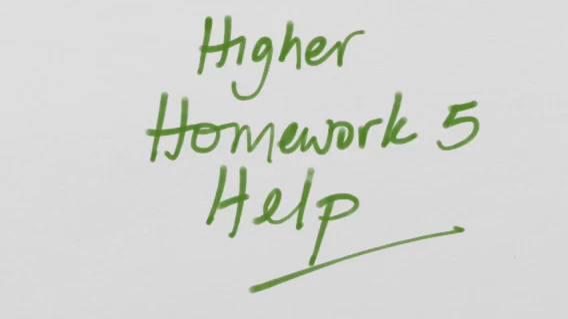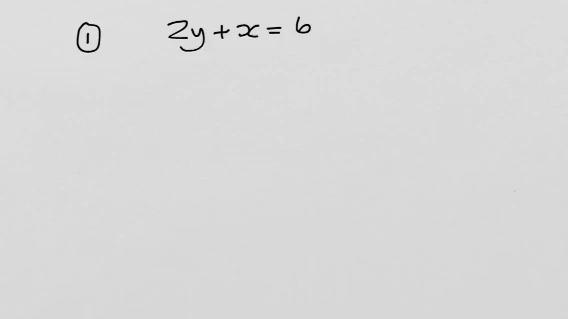Right, here we go with some help for homework sheet 5. First question, find the equation for lines which pass through the point -3, 2, which are parallel and perpendicular to this line here.